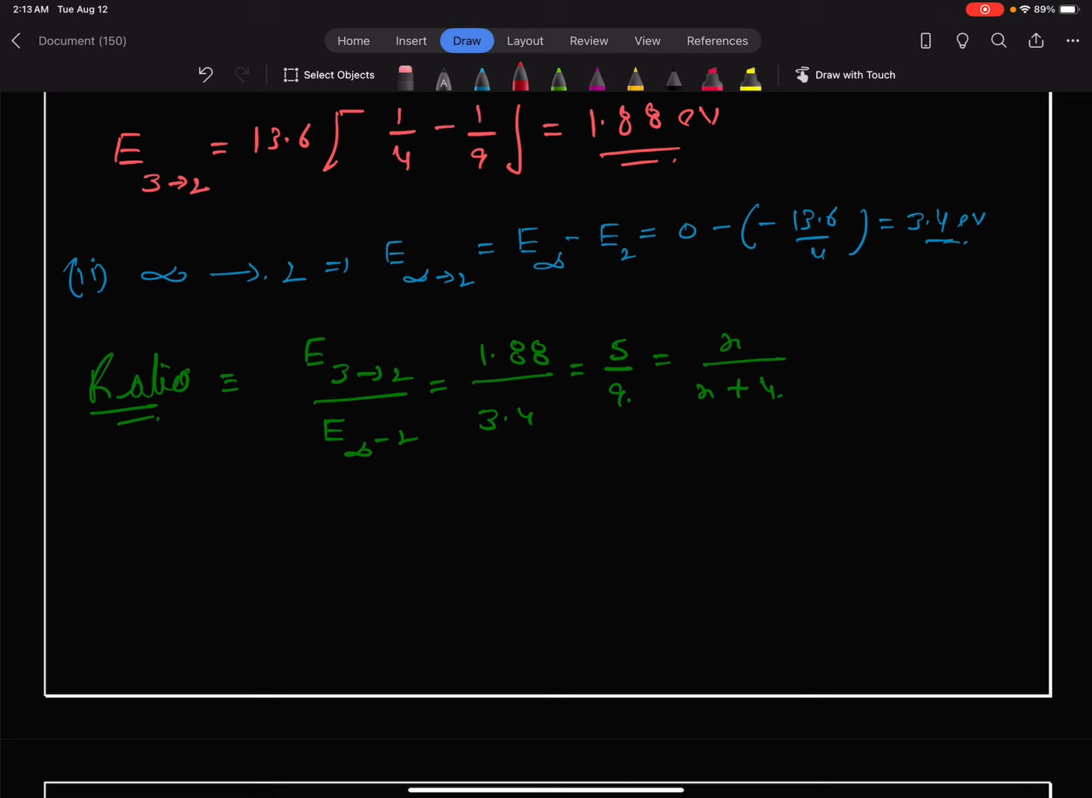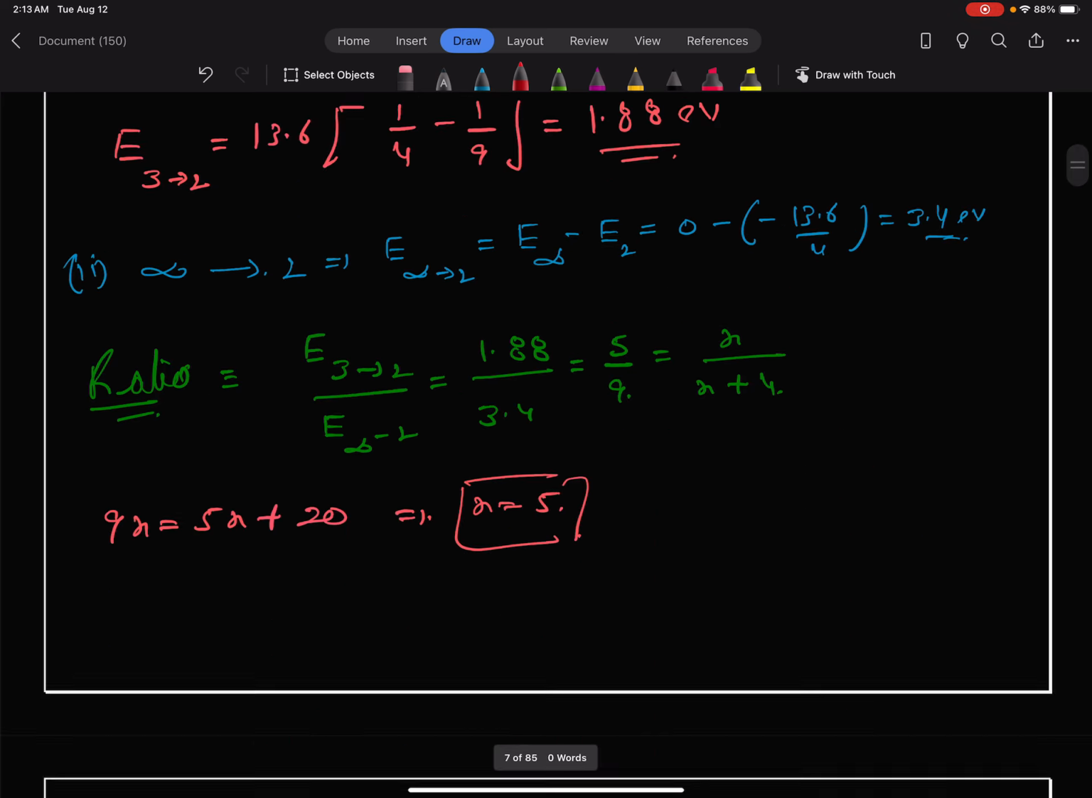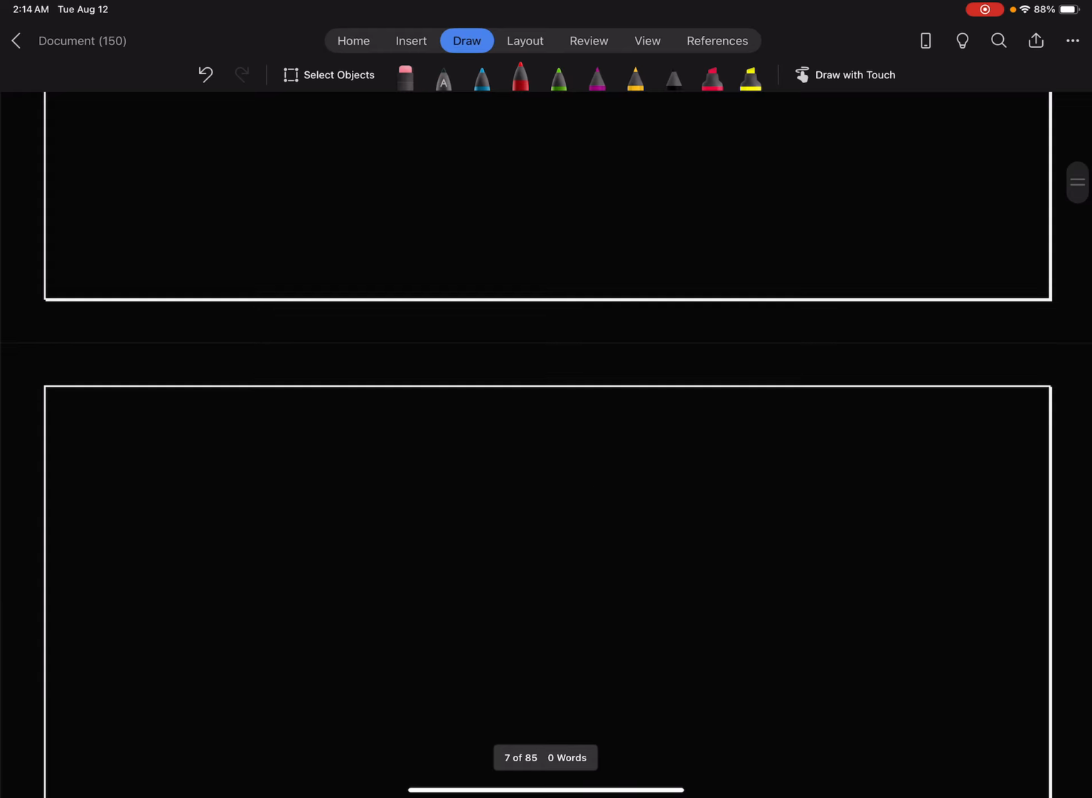So we get 9x is equal to 5x plus 20, and this gives us 4x equals 20, so x will be equal to 5. So the value of x will be equal to 5. Next question.